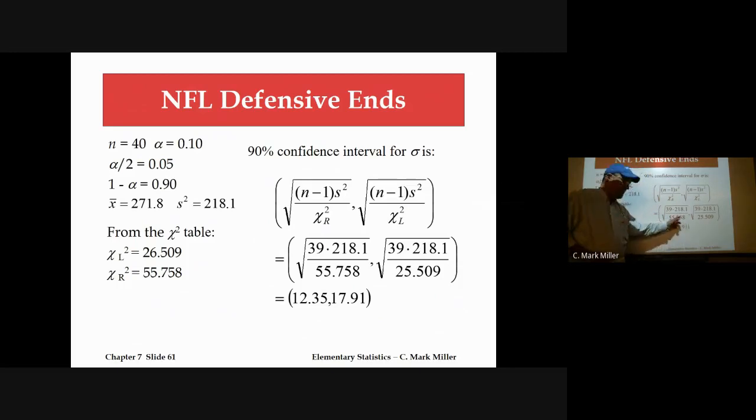That comes out to this. Remember these: 12.35, 17.91. We're about to do it on the calculator, and we're going to get a slightly different answer. Number one, we're not going to have as much rounding. Number two, we're going to use a function on your calculator that I actually installed. Should be there, a program for the chi-squared interval.